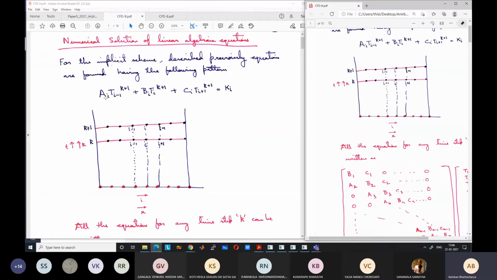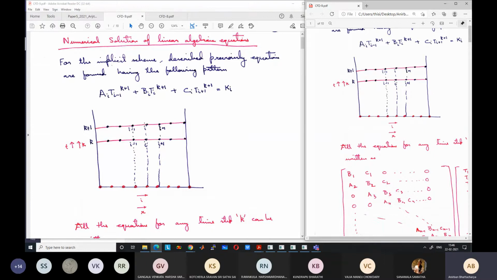What will be the coefficient ai for i is equal to 1? You have understood, right? First point. Is there any i minus 1 point? No, sir. So then ai has to be equal to what? Because there is no i minus 1 point, we will not be able to define any term like this. So ai has to be 0. This term has to be absent, because there is nothing on the left side.